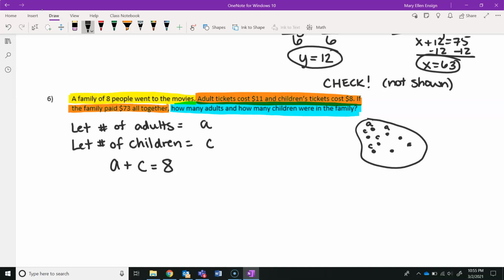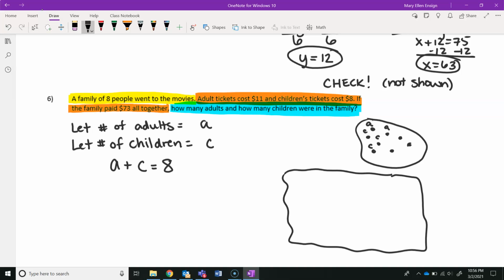All right, so this is where the value comes in, right? That $73 they paid goes with a specific breakdown of how many adults and how many children, right? So we said if there were 8 people and they're all adults, it's going to cost a certain amount. If there were 8 people and they were all children, it's going to cost less. That $73 is going to be somewhere in between there. So let's think about it for a minute over here, just as sort of an aside, okay?